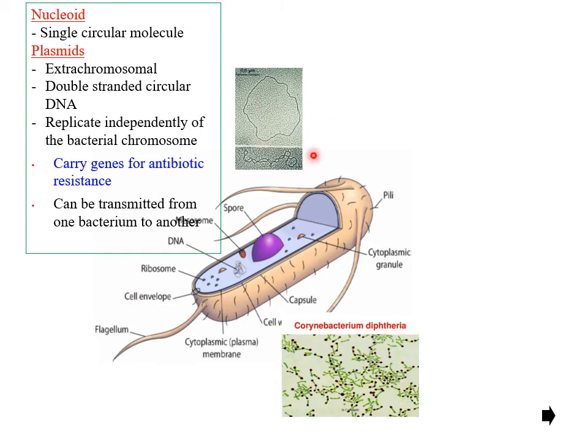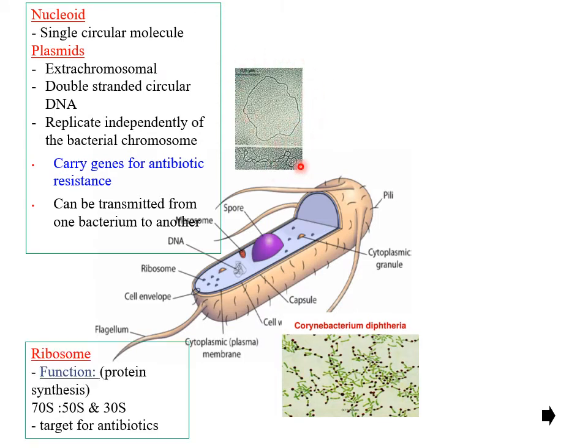This is the picture of a plasmid when it's collapsed, and on the top part you can see it when it's relaxed or not supercoiled. You can also see another structure called the ribosome, the small dots inside the cell. I mentioned this before, it's a protein synthesis structure. In bacteria we have these 70S ribosomal subunits. Again, these are good targets for some antibiotics. You will learn these antibiotics in the pharmacology part of this course.